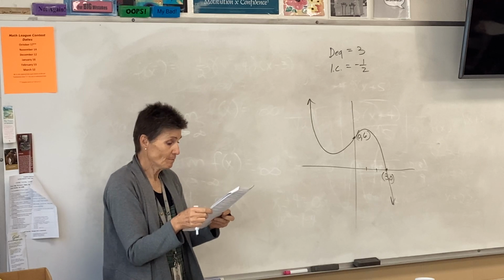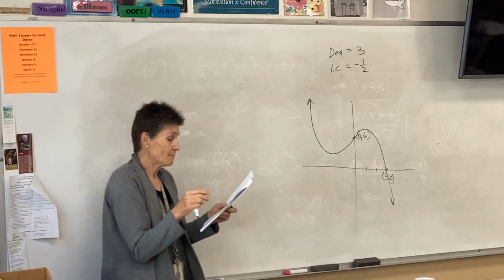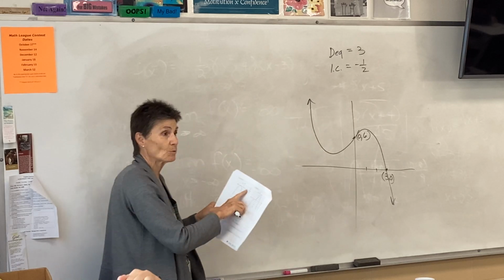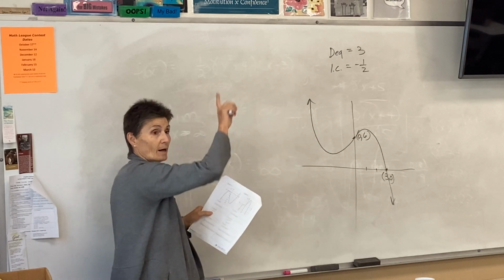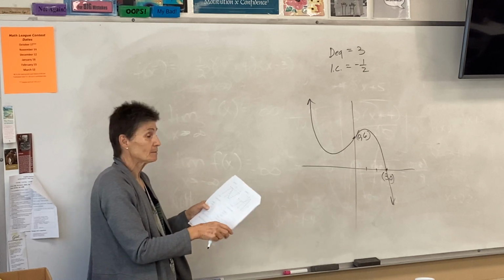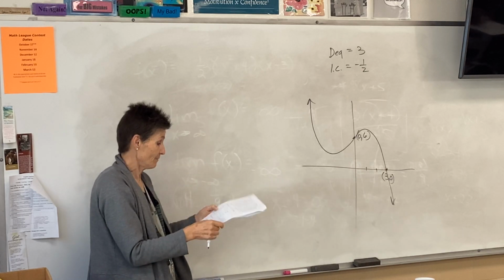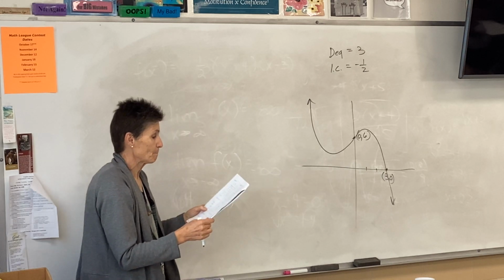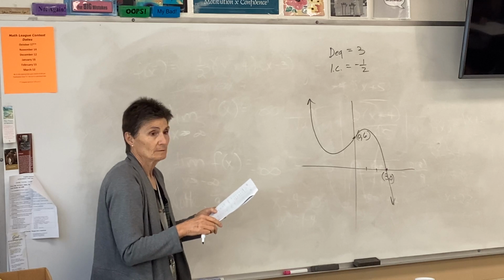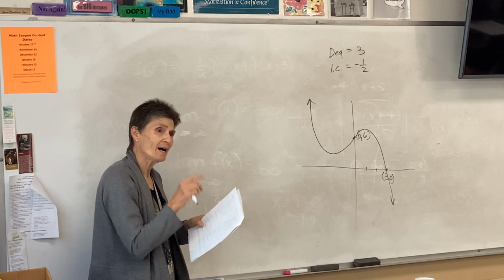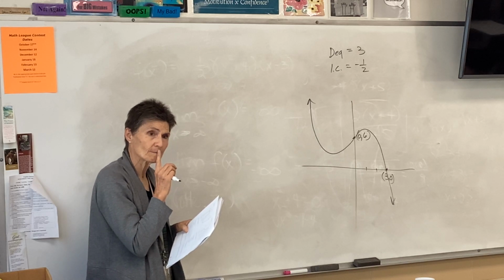In end behavior, the limit as x approaches infinity, that means to the right. What's happening to our picture? Up, so positive infinity. And to the left, down, negative infinity. Perfect. What's the degree of this polynomial? 3. Could we find the leading coefficient?